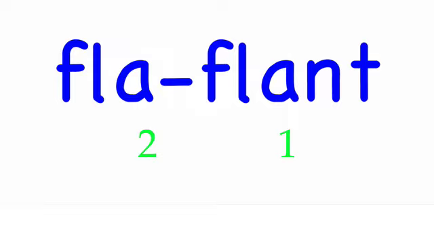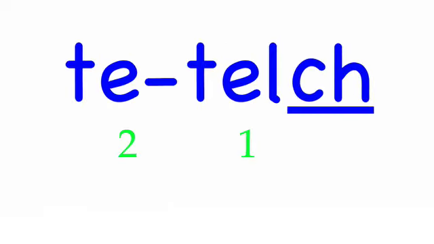Te, telch. Te is a nonsense word with 2 sounds: t, e. Telch, 4 sounds: t, e, l, ch. Te, telch.